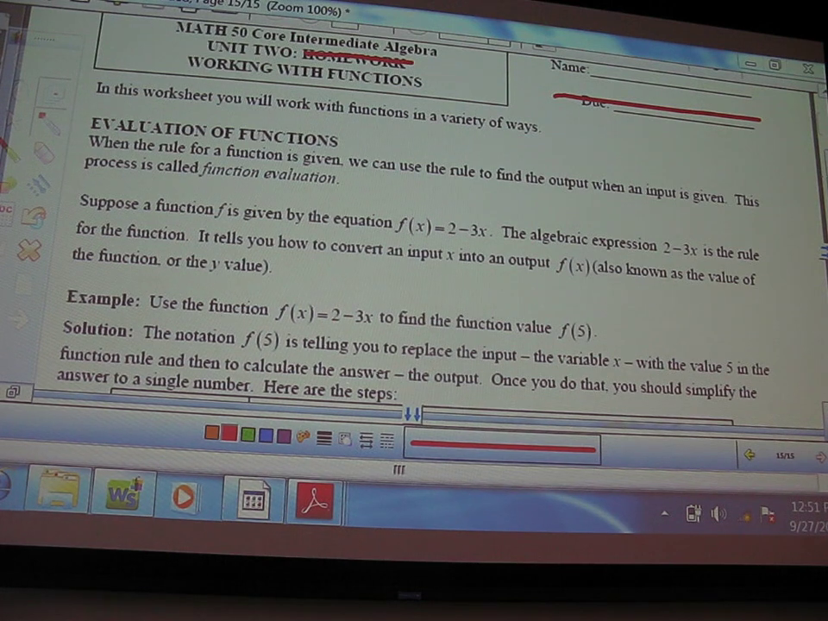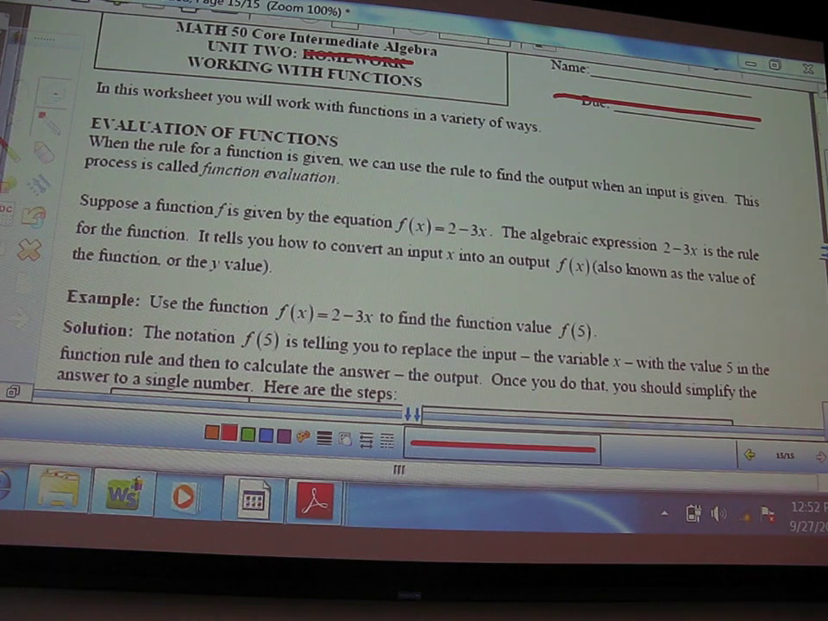In this worksheet, you will work with functions in a variety of ways. Evaluation of functions. When the rule for a function is given, we can use the rule to find out the output when an input is given. This process is called function evaluation. Perfect, thank you.